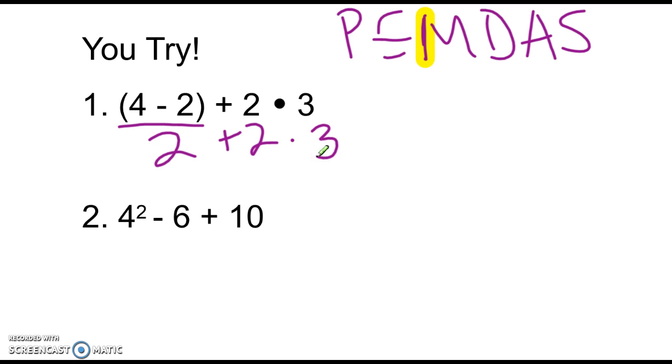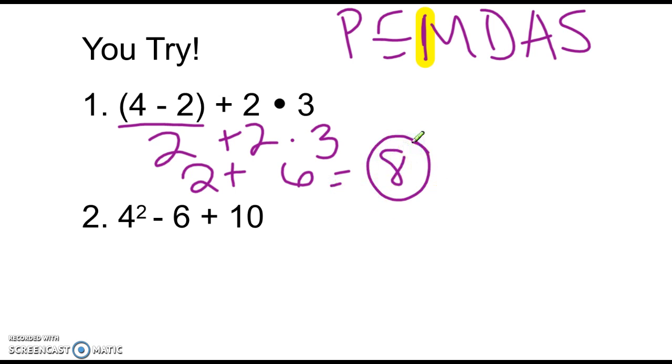Now we need to complete our multiplication before addition. So 2 times 3, and that's going to give us 6. Bring down the rest of our work. And we are left with our final step of 2 plus 6, and that gives us 8. So circle that as your final answer for problem number 1. For problem number 2, we do not have any parentheses, but we do have an exponent. So 4 to the second power, that gives us 16. Bring down the rest of our problem, so the minus 6 plus 10.